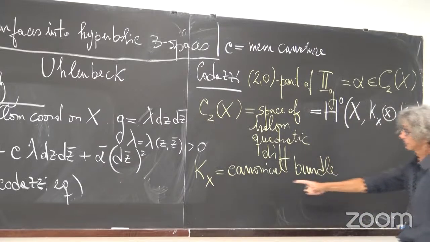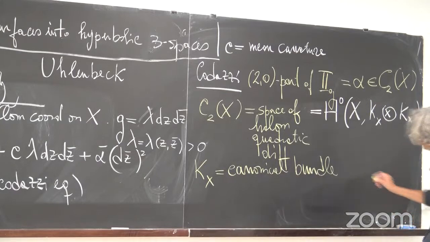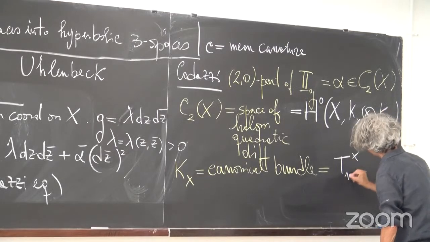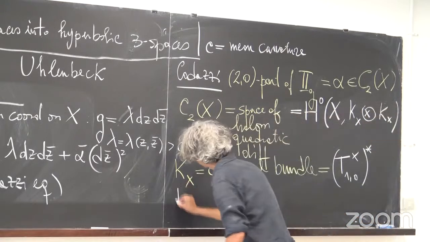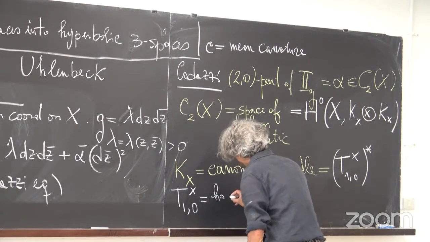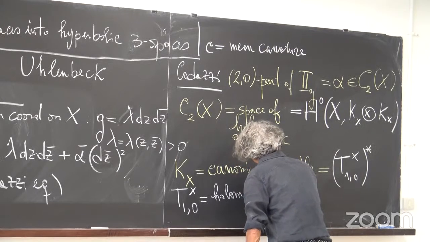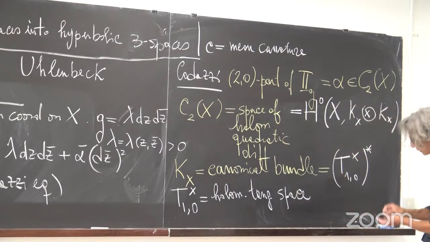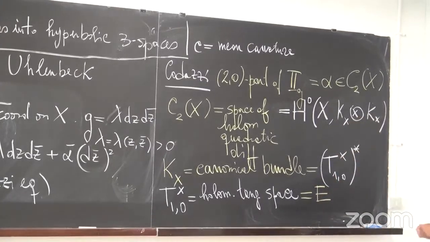Which, for a Riemann surface, namely for a complex surface of dimension 1, coincides exactly with the dual of the holomorphic tangent space. Okay? So T^{1,0}_x is the holomorphic tangent space of the surface. To make notation short, I will always denote this space by E in the following.